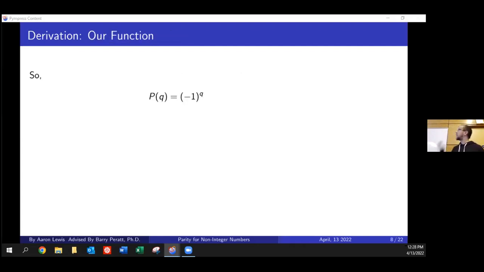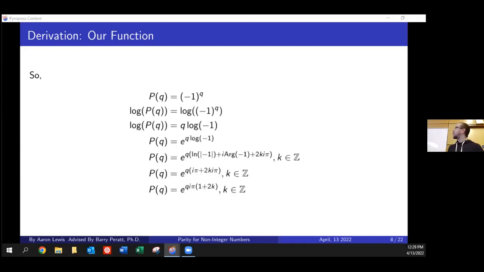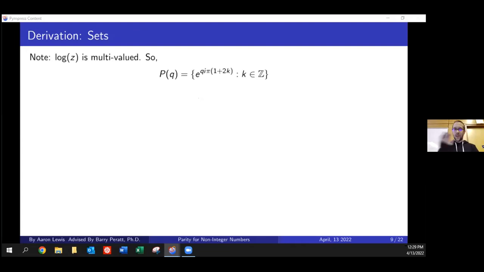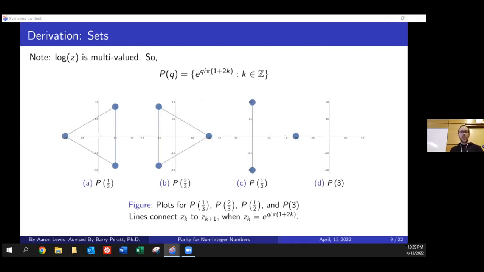So if we take our original form of the function and apply the log to it, we can see that our function now looks like e to the power of qiπ times the quantity 1 plus 2k, for k in the integers. And since this is multi-valued, we'll actually consider the set of all the values instead of just a specific one. And we can actually plot these in the complex plane. And we can see that there does appear to be a pattern.